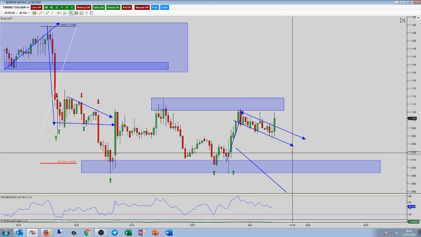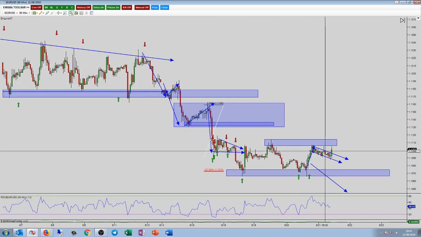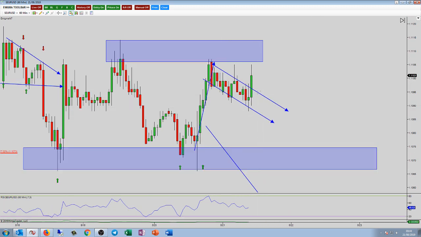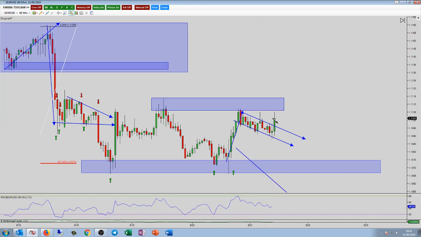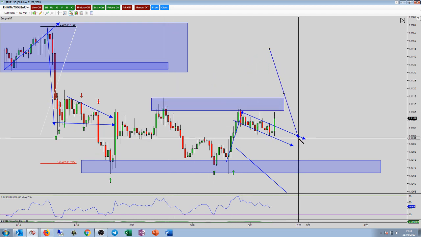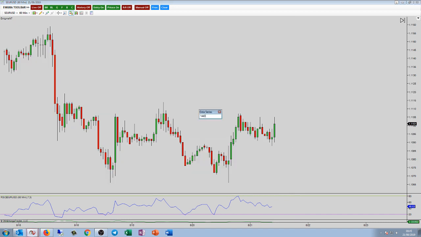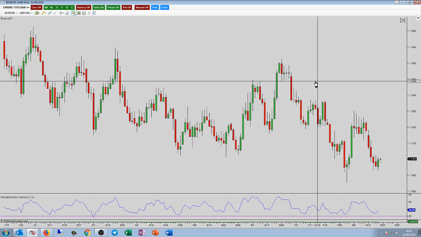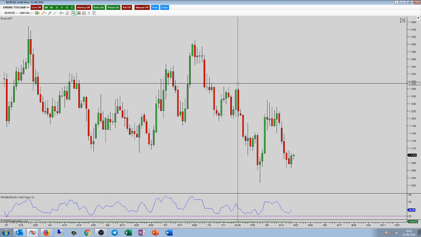So if you have a bigger bias that we are going to go higher, well then you can use the 2618. If your bias was that we were only going to retest previous structure, then the 2618 is not going to be valid for you. Let's go and take a look at the dailies and we will do the top down analysis.